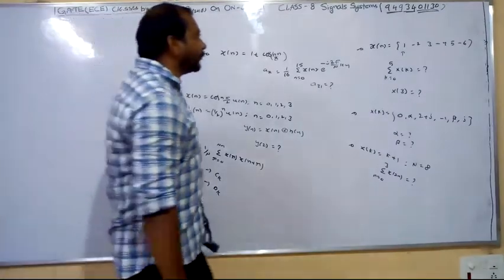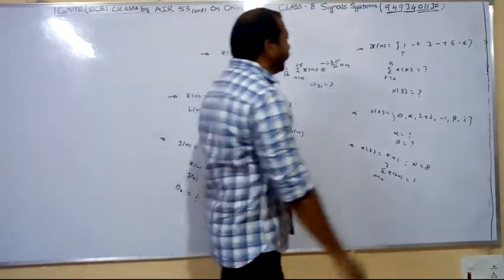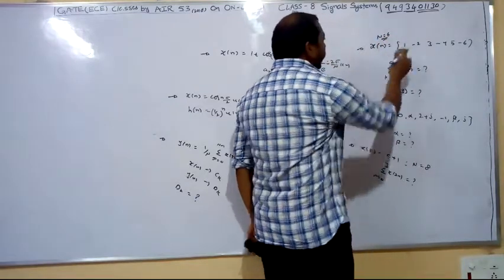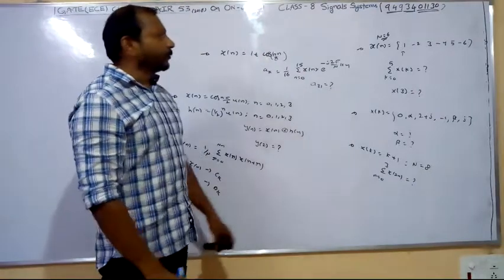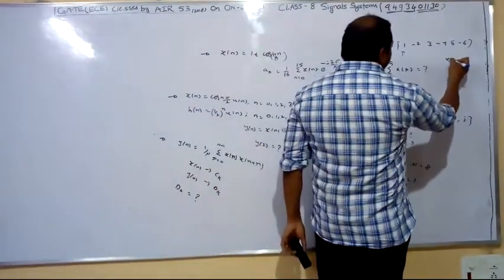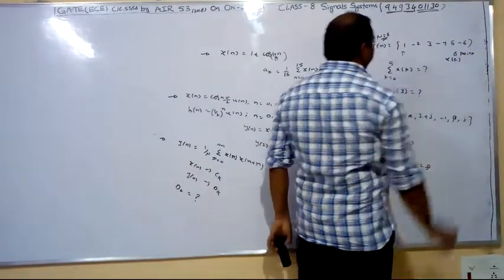Given x of n is equal to 1, minus 2, 3, minus 4, 5, minus 6, which is a periodic signal of period N equal to 6. So this is the 6 point x of n. The corresponding DFT is the 6 point DFT, X of k.